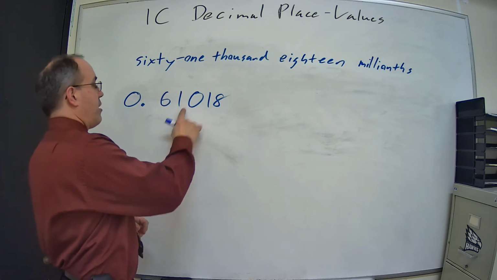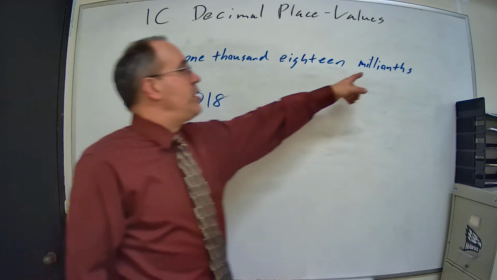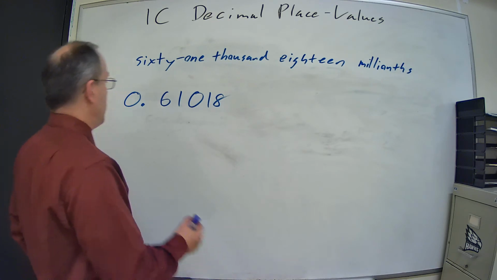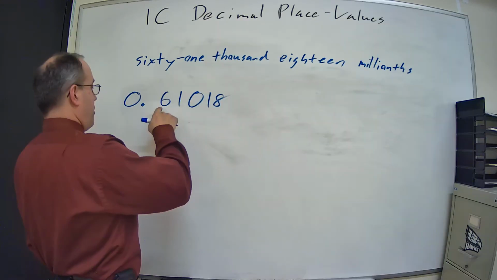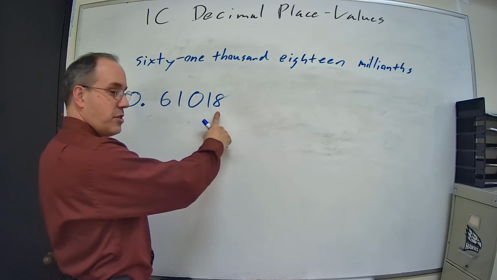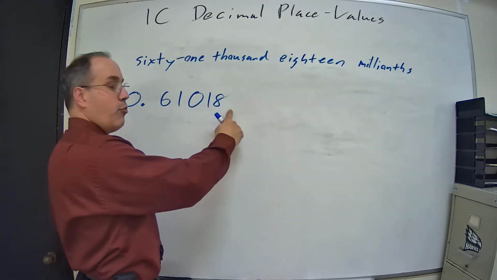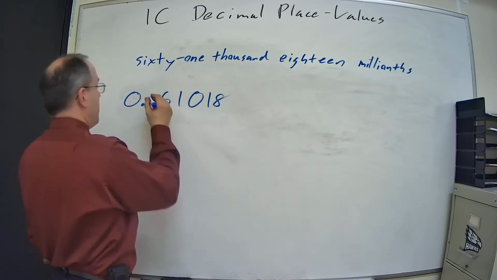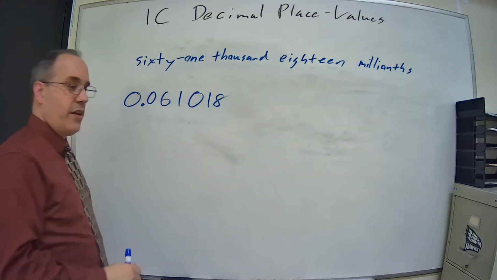So I'm going to get rid of that comma because we don't put that in there. And then millionths. So we need this 8 to be in the millionths place. If that's the tenths, hundredths, thousandths, 10,000ths, 100,000ths, it's not in the millionths place. I need one more place to put it in the millionths place. So I'm going to put in a 0 in here.